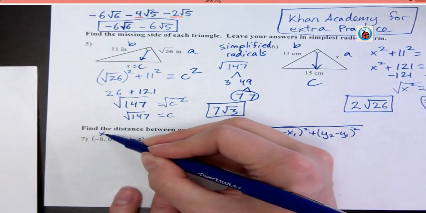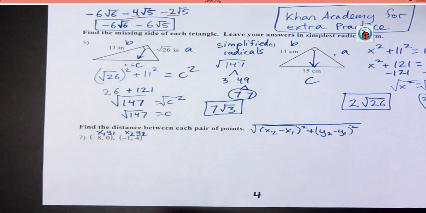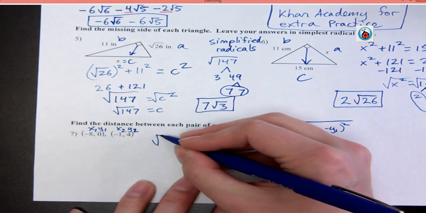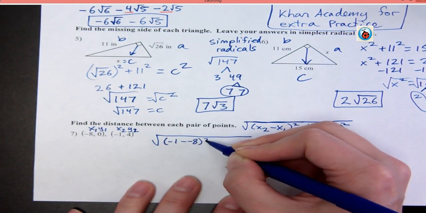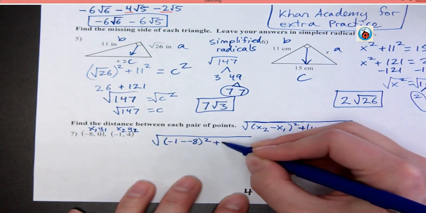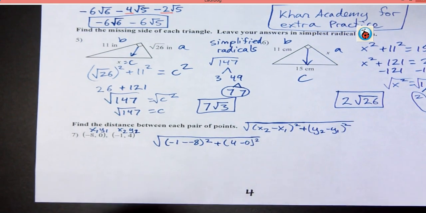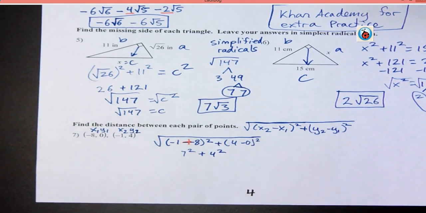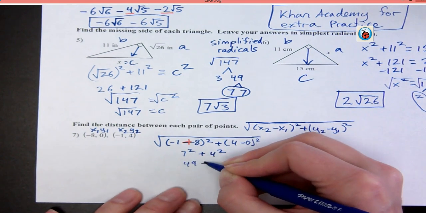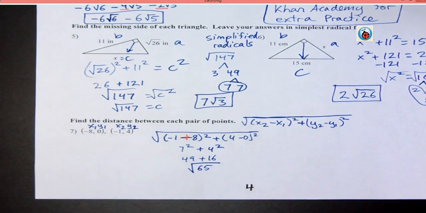Okay, so I label again x1, y1, x2, y2. And I plug it into the formula. So negative 1 minus negative 8 squared, x2 minus x1, plus 4 minus 0 squared. Alright, two negatives makes a positive, so I join these into a plus sign. And so that gives me 7 squared plus 4 squared. And I do my math. 49 plus 16 equals 65. So my answer is square root of 65.